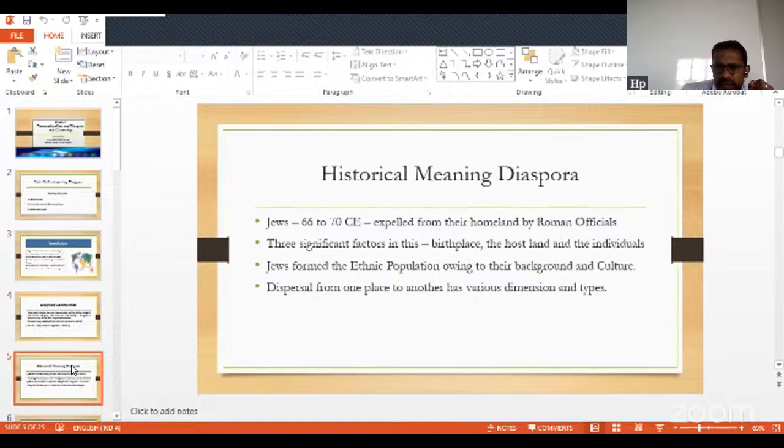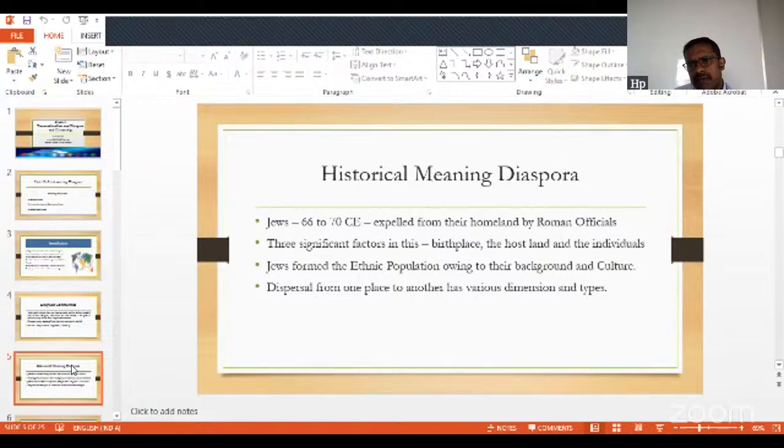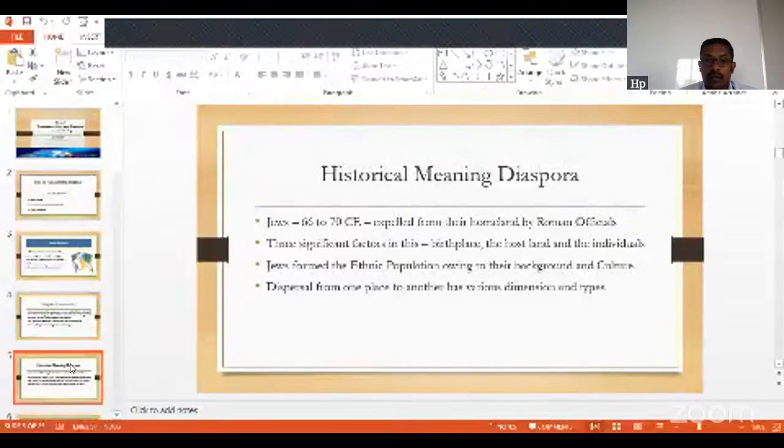There are significant factors we have to see. When you look at a diaspora community, there are three significant factors. One is the birthplace. They are from the same country or born in the same geographical location, which we have to take into consideration. So people from different countries cannot form a diasporic community.